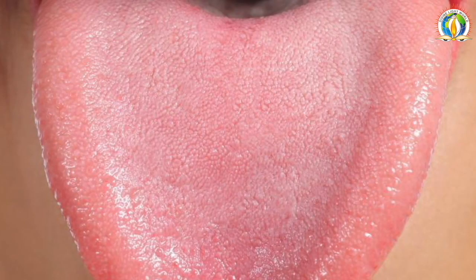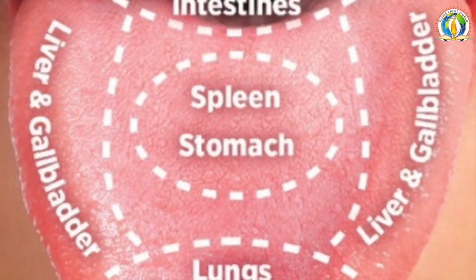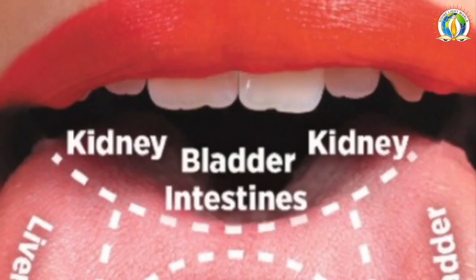The tiny bulges that give the tongue a certain rough texture are covered with 1,000 taste buds. These are connected to critical nerves in the brain. The central portion is connected to the pancreas, liver, spleen, and the stomach, while the back of the tongue relates to the colon and both of the intestines.